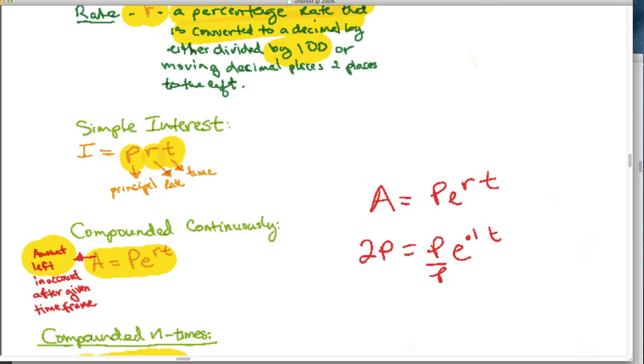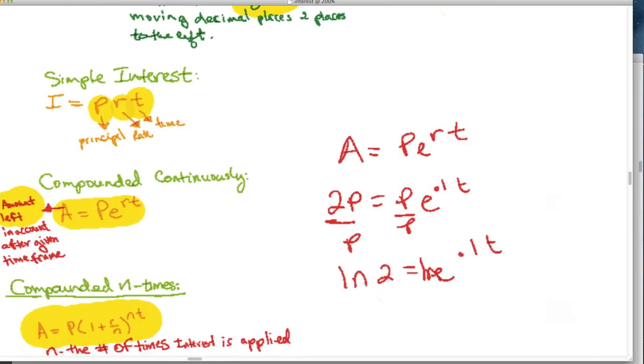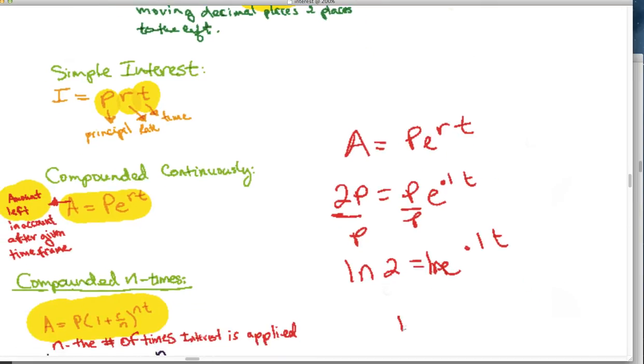So if you divide both sides by P, you're going to get 2 equals e to the 0.1t, and then the opposite of the exponential function is the ln function. So you would ln both sides. Okay? So ln of 2 equals 0.1t. They cancel. And then you divide both sides by 0.1, and then you have the time frame it would take to double your amount.